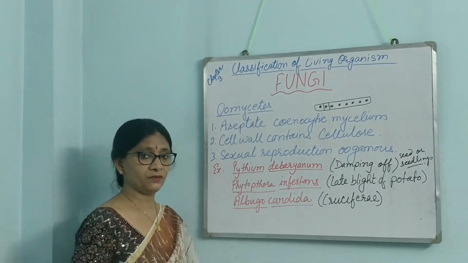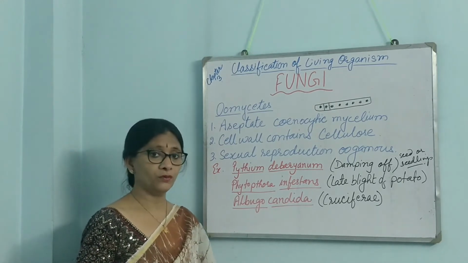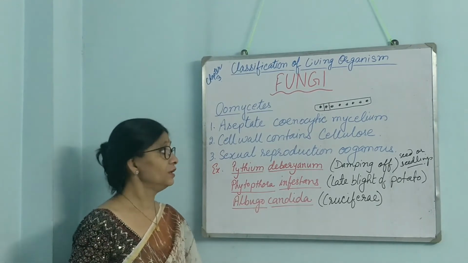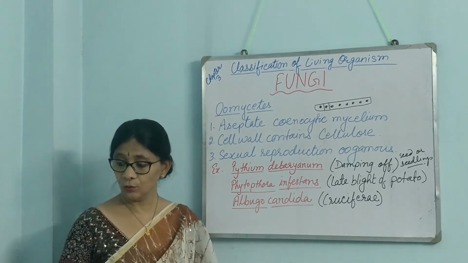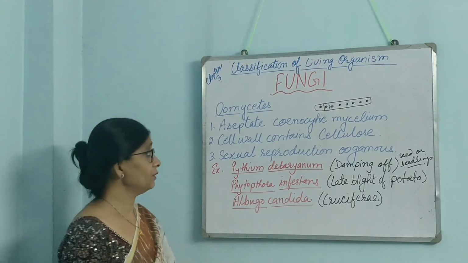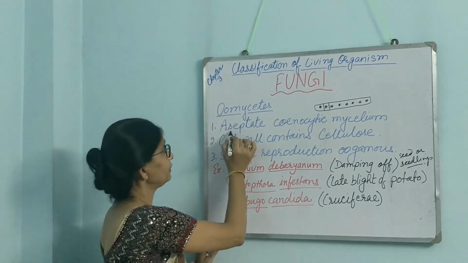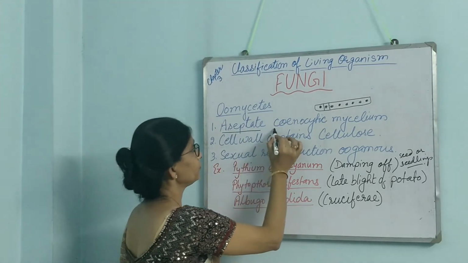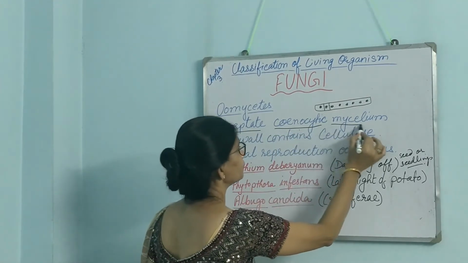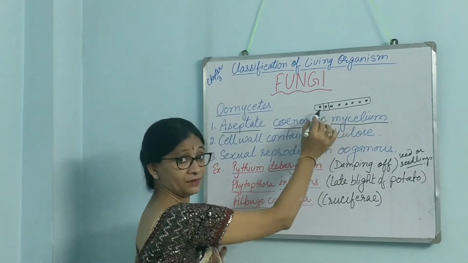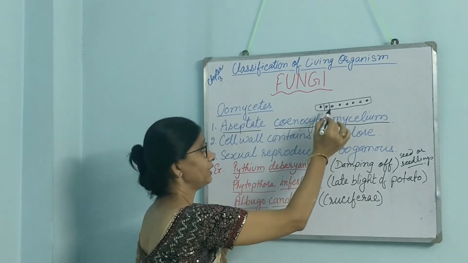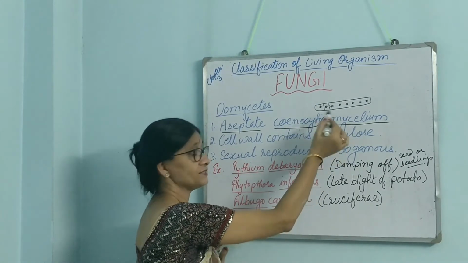Oomycetes, the first group in the classification of fungi. What are the characters of Oomycetes? Number one, most important: aseptate, coenocytic mycelium. This is a mycelium, okay? And the nucleus has divided.